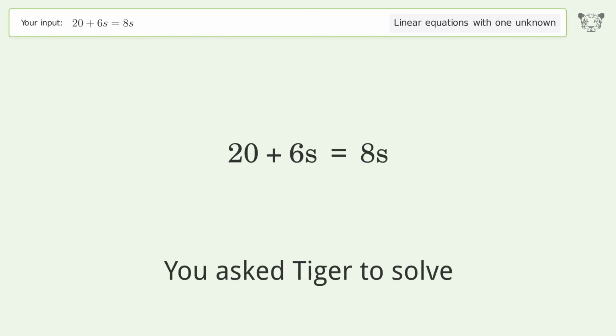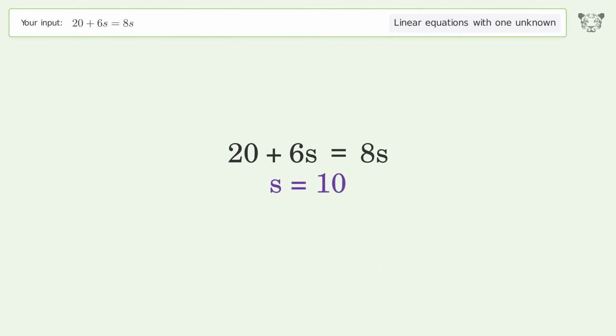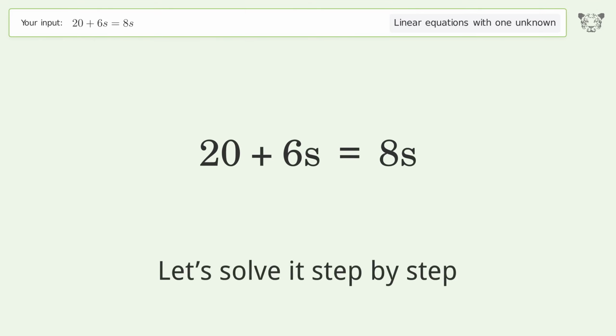You ask Tiger to solve. This deals with linear equations with one unknown. The final result is s equals 10. Let's solve it step by step.